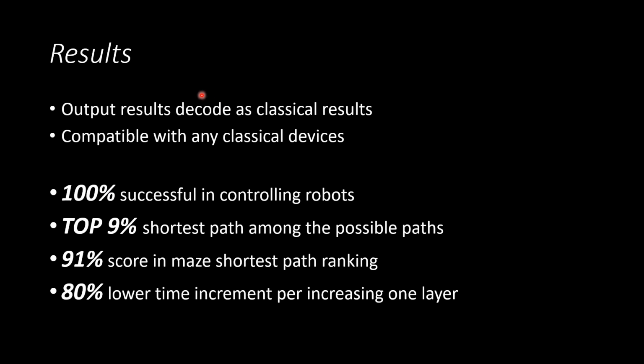As the results, the output results from the quantum algorithm will decode as the classical results. Therefore, it will be fully compatible with any classical devices, so that you don't have to buy any quantum devices in order to use the output results from the quantum algorithm. Moreover, by using the new invented quantum algorithm, it has a 100% successful rate in controlling the robots. Secondly, it will produce a top 9% of the shortest path among the possible paths, which will contribute to a 91% of score or accuracy in the maze shortest path ranking. Most importantly, it will have a 80% slower time increment per increasing one layer.